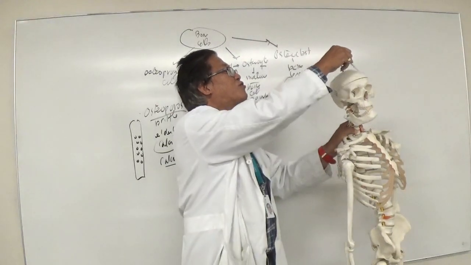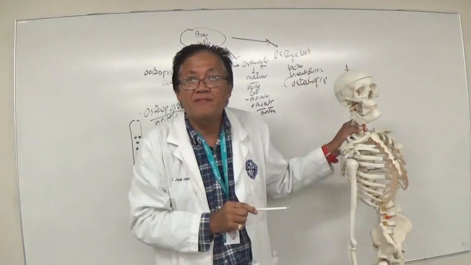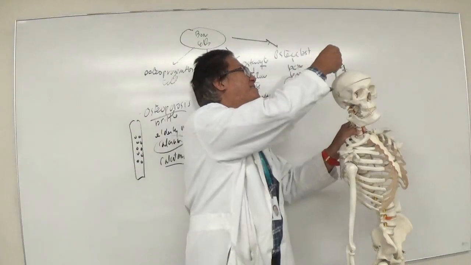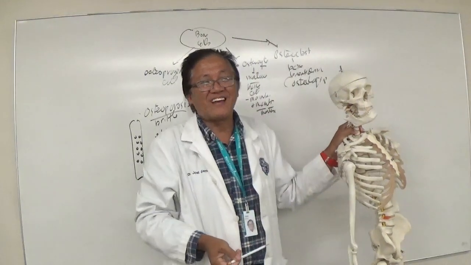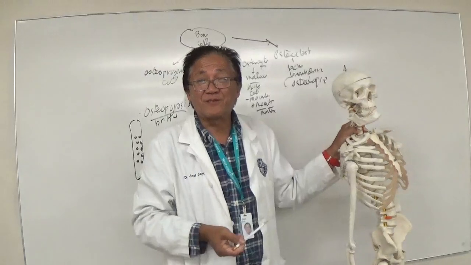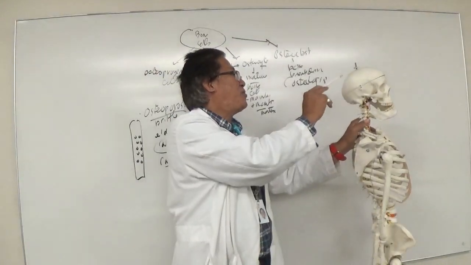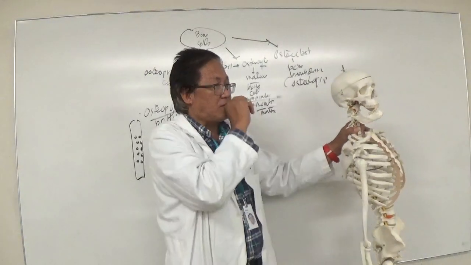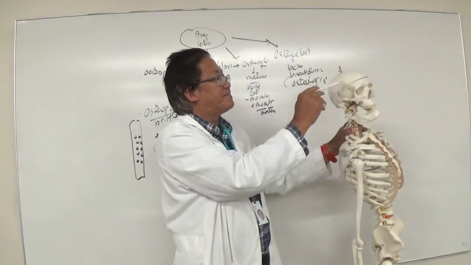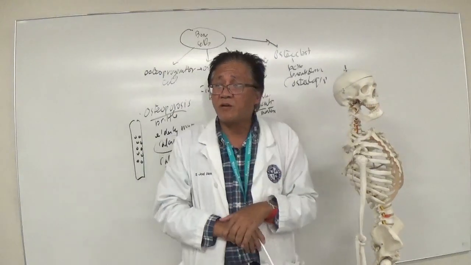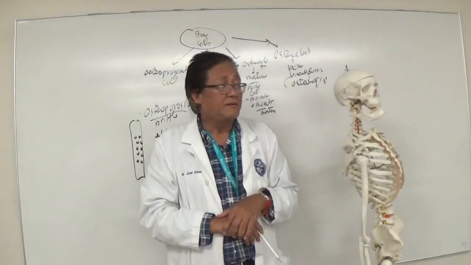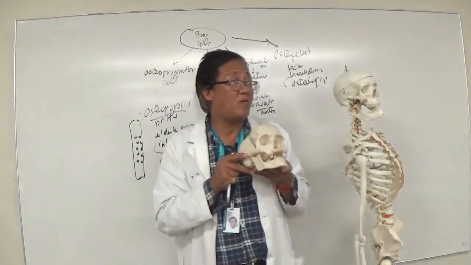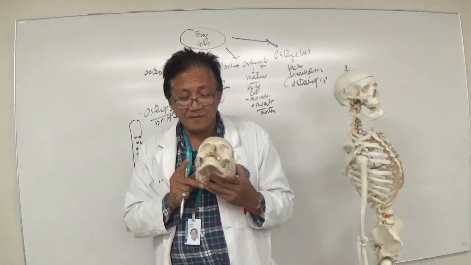What do you call the suture that passes through the coronal plane? Coronal suture. What about the one in the middle? Sagittal suture. What about the suture here between the parietal and the occipital bone? Lambdoid suture. Between temporal and parietal, squamous suture, right? Now, this is the bone itself. By the way, this is a real bone, a real skull, okay?